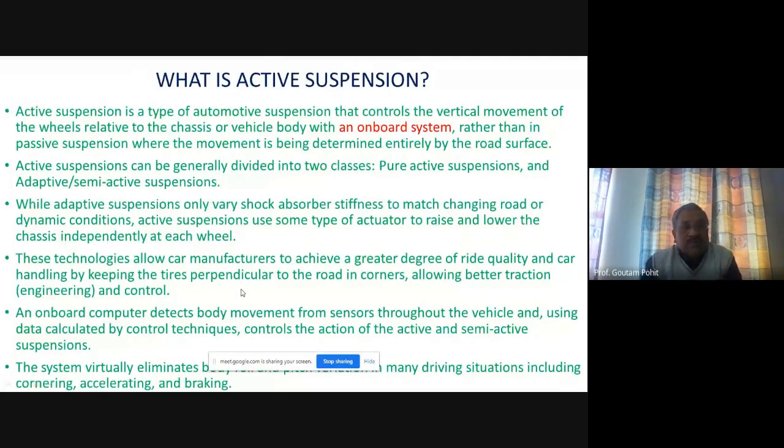The onboard computer detects body movement from the sensors throughout the vehicle, and using data calculated by the control technique, control actions of the active and semi-active suspension system take place.